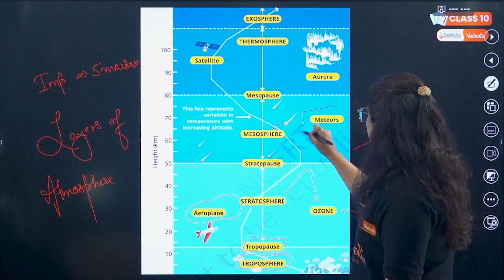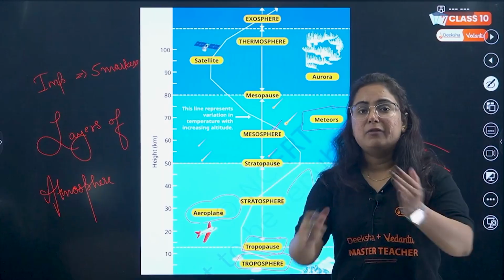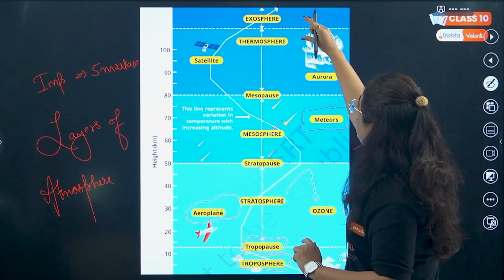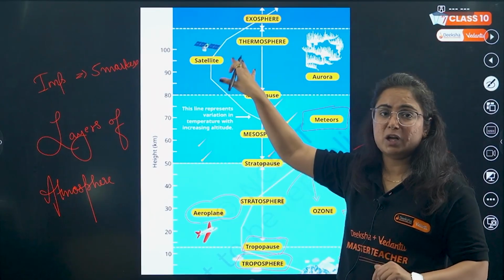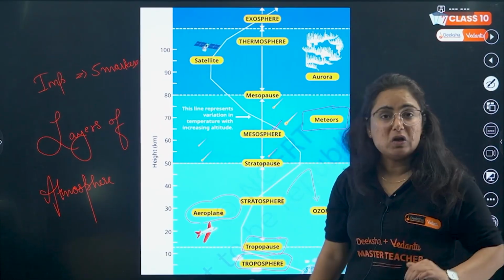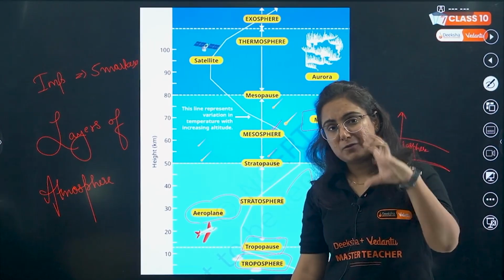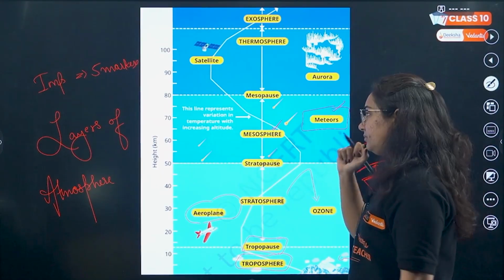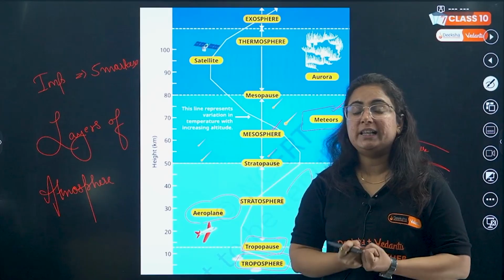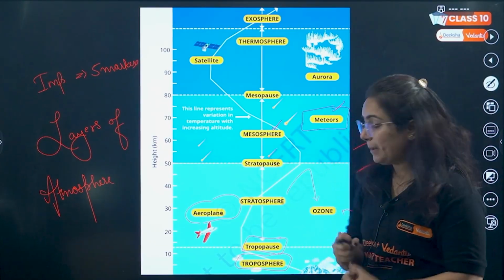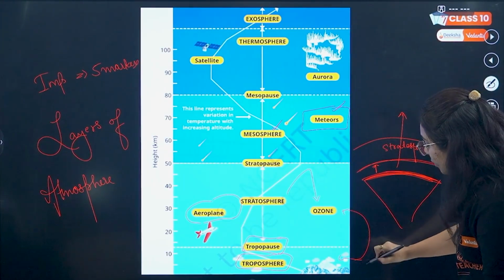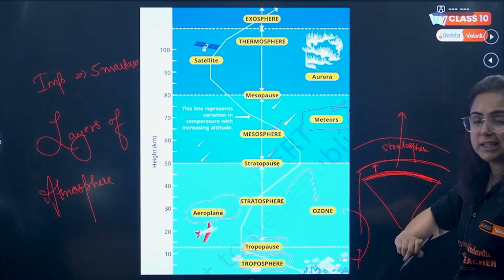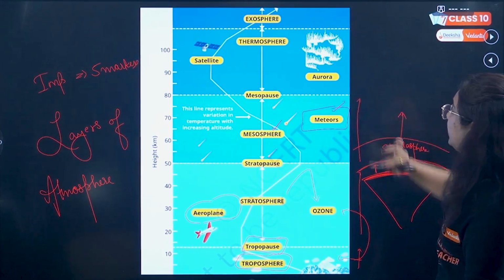Meteors get burned over here, because meteors are coming from the universe. There is very less density at exosphere and thermosphere, hence they reach mesosphere. But here, because of the presence of elements, there is a lot of friction and these meteors burn here. This particularly tells us about the variation in the temperature. Why? Because as we move upward, the temperature decreases. We move more upward, the temperature decreases. We move more upward, the temperature decreases.